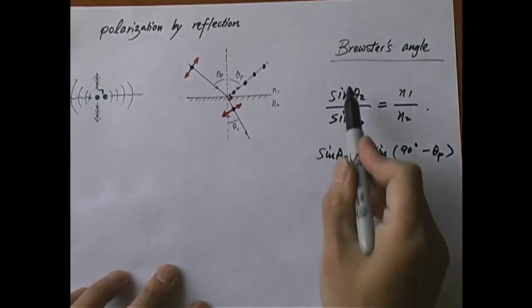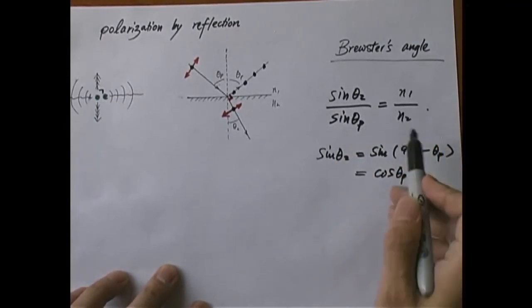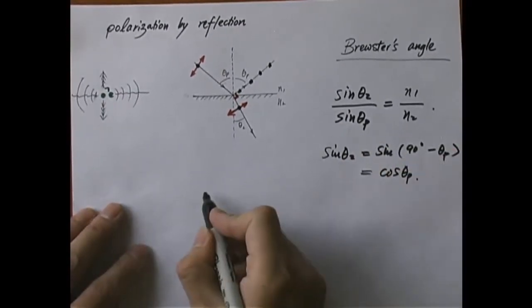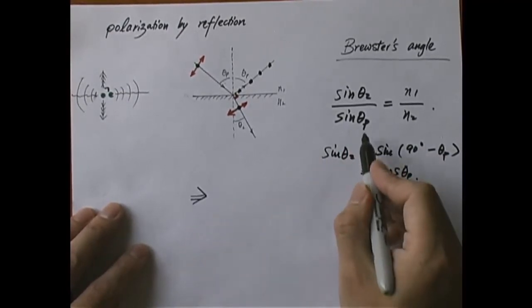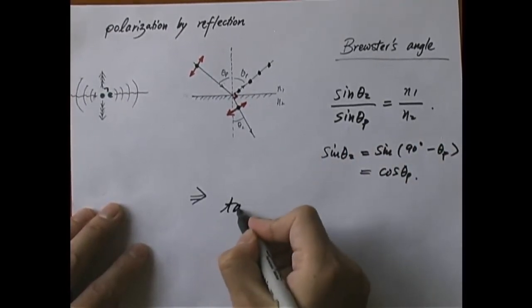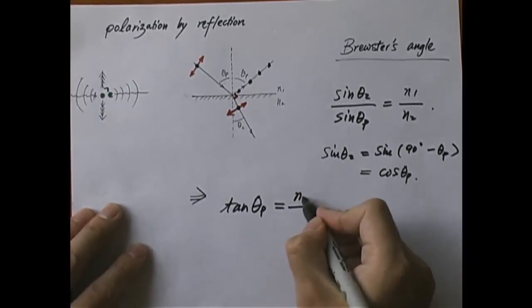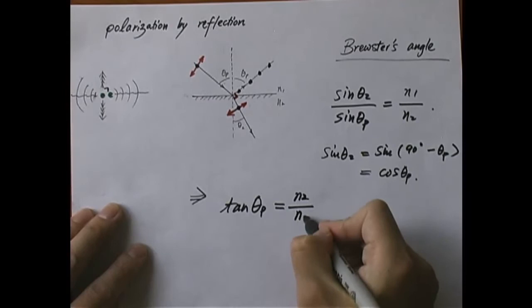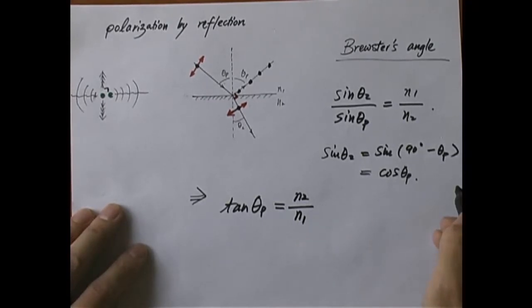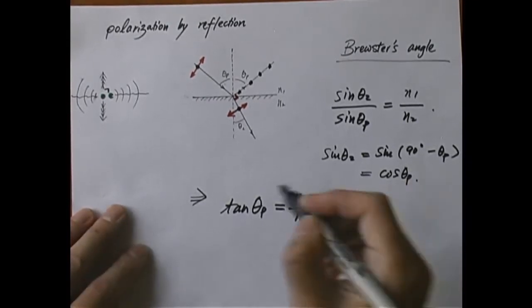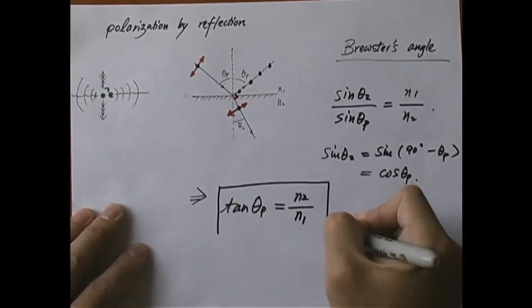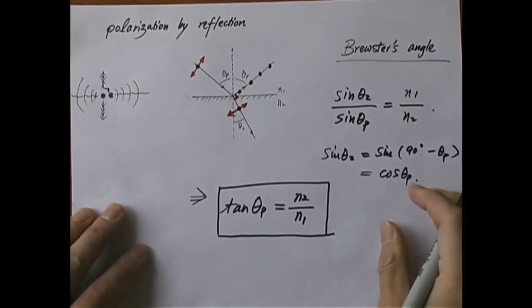Cosine theta p. So if cosine theta p over sine theta p equals n1 over n2, and therefore you flip that over, you get sine theta p over cosine theta p, that's tangent. Tangent theta p equals what? Equals n2 over n1. Right? This is the formula that gives us the Brewster's angle. Okay? Gives the Brewster's angle.